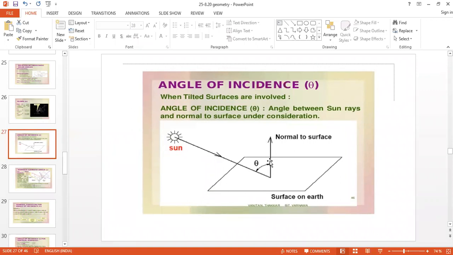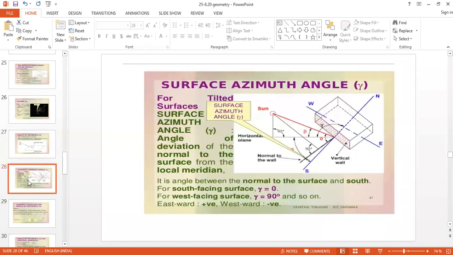This is the surface on the earth. This is one of the objects on the surface of the earth. The sun's rays will fall on the surface, and the normal to the surface is considered. The angle between the sun's rays and the normal to the surface is theta. That is the angle between the sun's beam and the normal, known as theta. Theta is nothing but the angle of incidence.